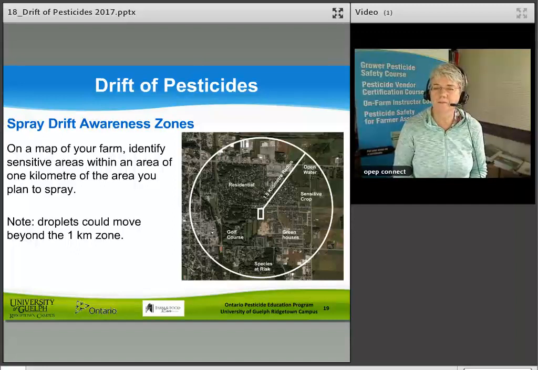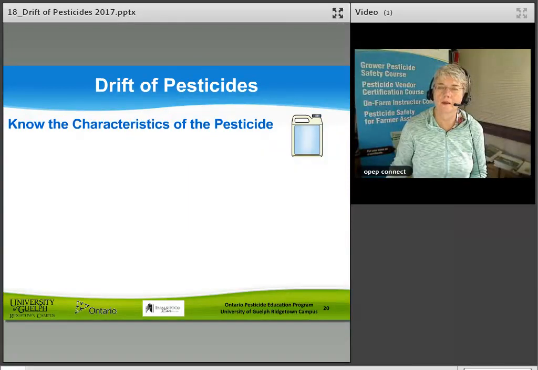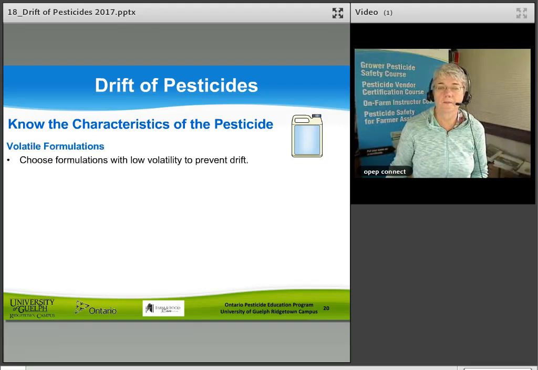And note, droplets could move beyond even this 1 kilometer zone. But if you examine your area within 1 kilometer, think about ways you can manage the drift and prevent drift from these sensitive areas. Know the characteristics of the pesticide. This is the last thing we're going to talk about, and we've just got 2 more slides left. Know the characteristics of the pesticide.